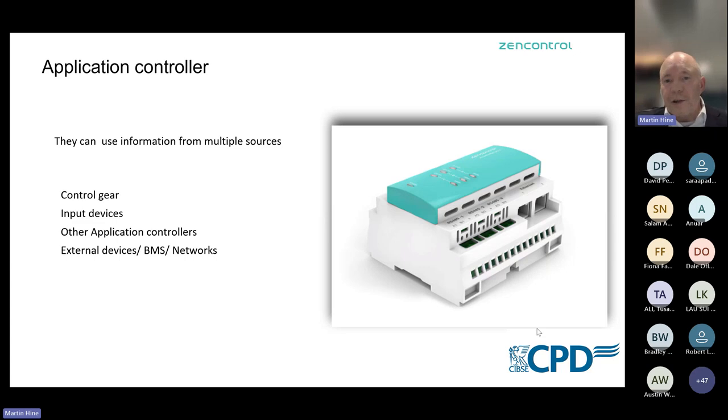From the application controller, you can then manage groups and scenes of lights. So you can define areas over the DALI network. You can create scenes for different moods, and you can also control not just internal devices, but also external devices as well. So if it's not a direct DALI driver, you can put in place DALI relays or dimmer modules in order to control non-DALI fittings.